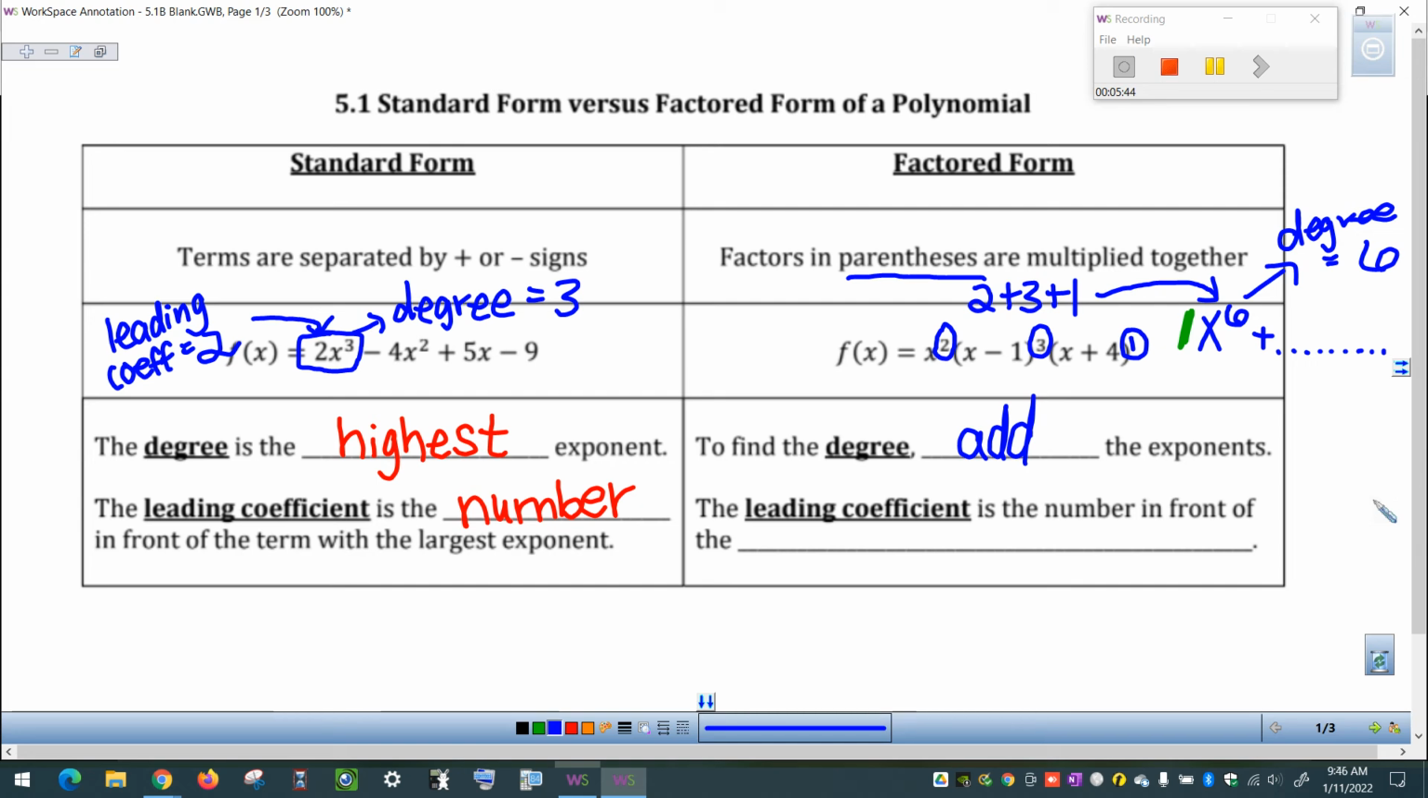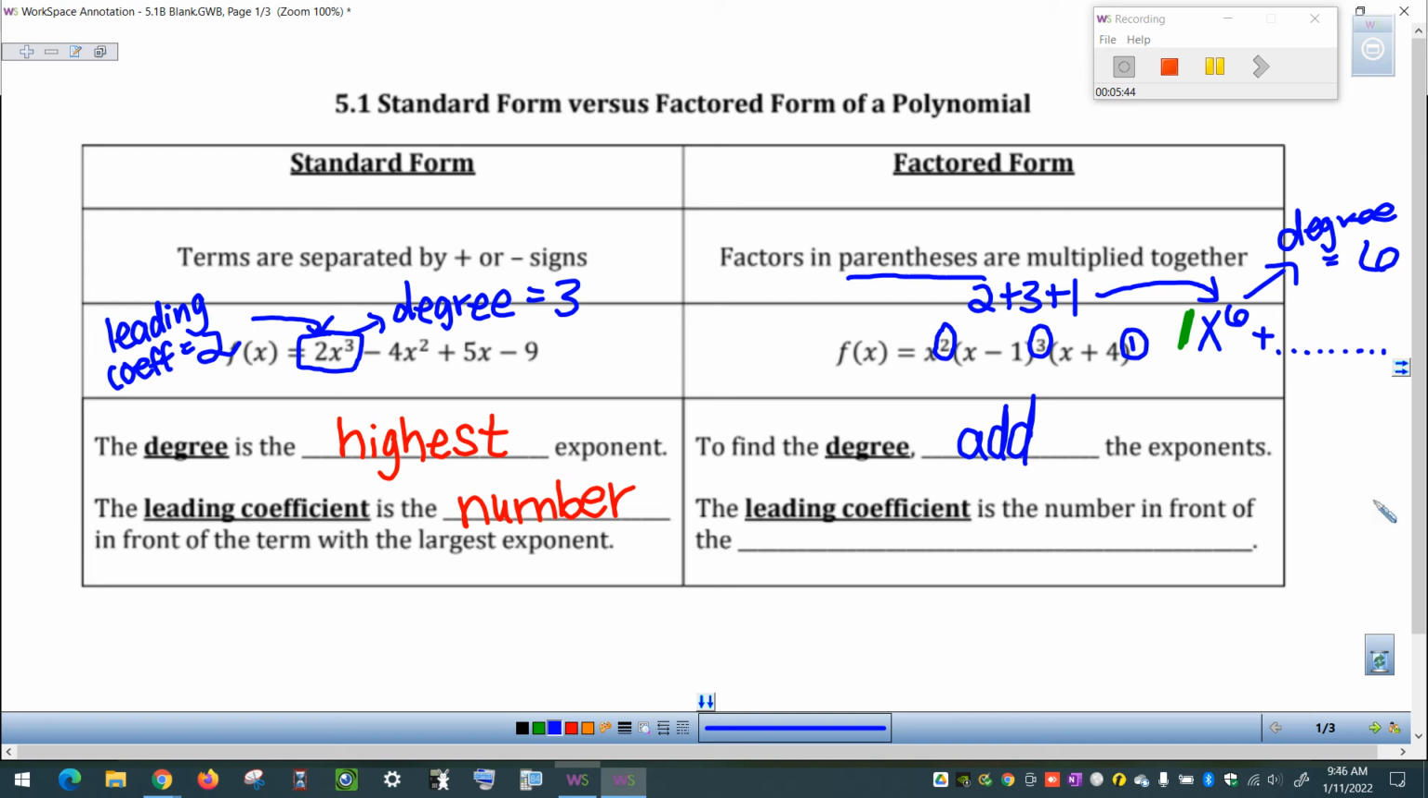Now we want to be very careful with this method and make sure that we are only using it if it's factored form, if you see parentheses. What we don't want to do is get confused and start to look back at standard form and try to start adding those exponents together. We would never do that if it's in standard form. It's always the highest exponent. The only reason we're doing it over here is because we want to see what that highest exponent would have been if we turned it into standard.